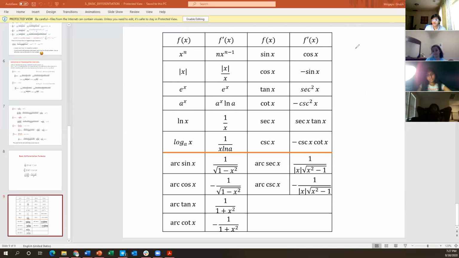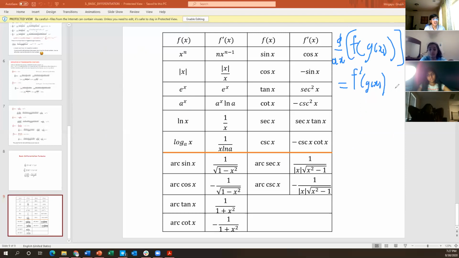Do you guys remember the chain rule? If I have f of g of x, the derivative of this is f prime of g of x times g prime of x. So what this is saying is I'm going to take the derivative of the outside function, keep the inside function intact, and then multiply it by the derivative of the inside function.